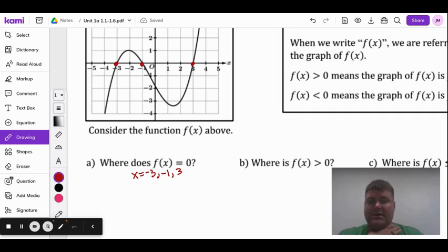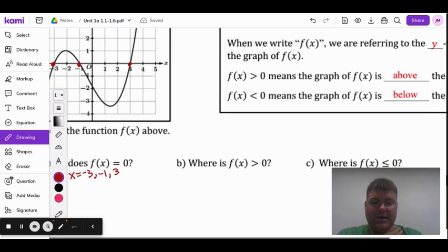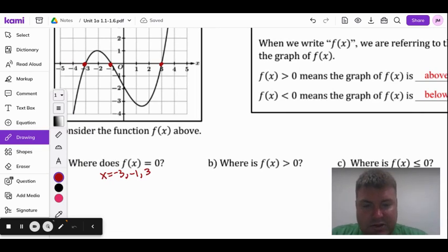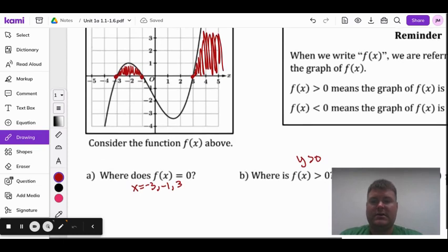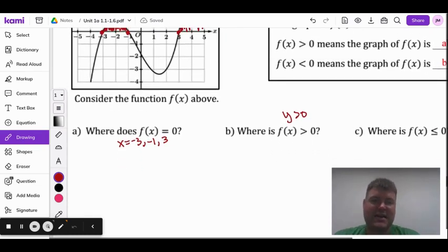Okay. Next one, B. Where is f of x bigger than 0? So when is the y larger than 0? You're looking right here, and I'll shade. It looks like I'm larger than 0 from here to here, and from here to here. Okay, so what are those values? And also, we can't equal 0 either. So we're going to write this in interval notation.